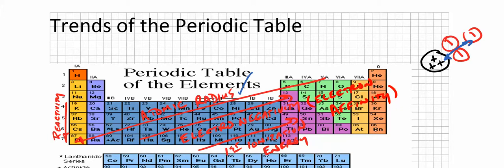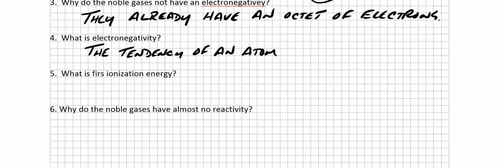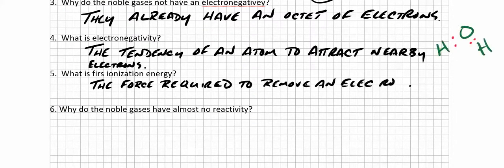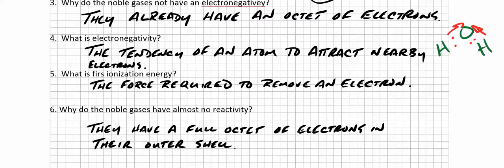All right? Now we have one last trend to discuss, and that is first ionization energy. So now we've done electronegativity or electron affinity. Now we want to do first ionization energy. The trend here is lower left to upper right. It increases, right? But what is first ionization energy? Well, it's the force required to remove an electron. So, how does that work?